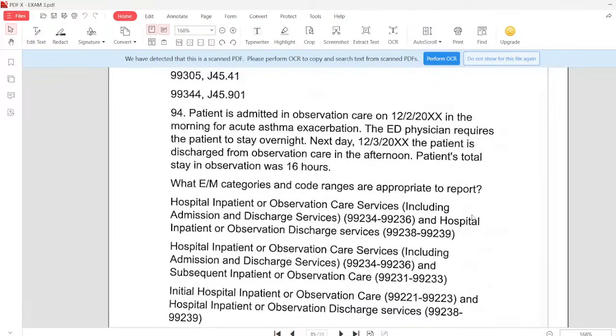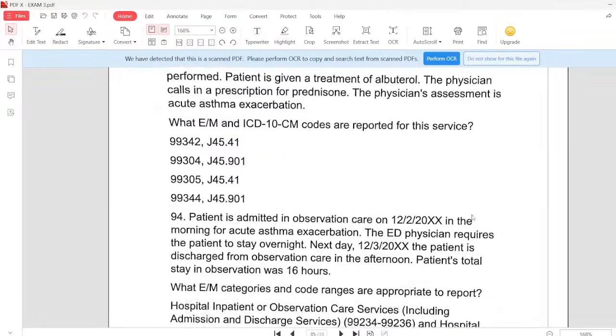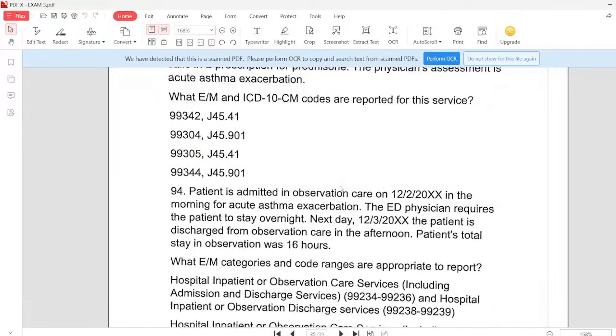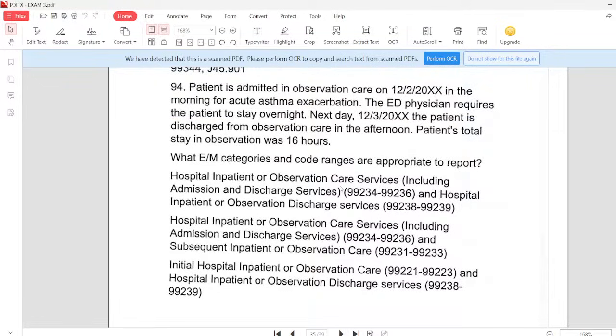Here, 94, option C is the correct answer. Akash, what did you say? J45.901 explanation. J45.901 is for unspecified asthma with an acute exacerbation. That is mentioned in your question paper, dear. Because the patient already has a history of asthma, right? And the physician assessment is an acute asthma exacerbation, clearly mentioned in our session. That is why J45.901.